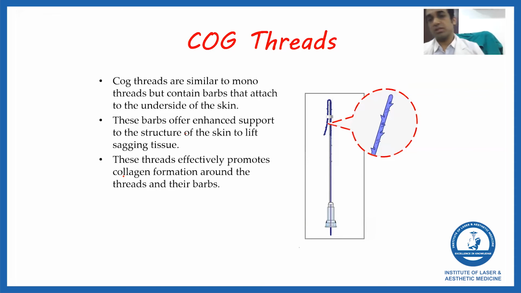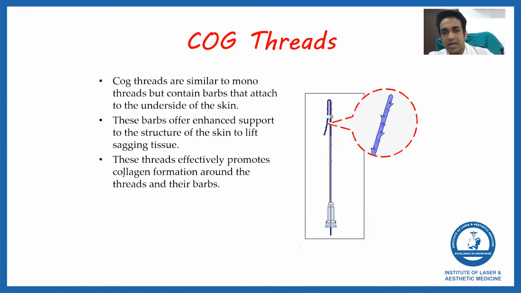Now, cog threads, what is cog? What is PDO? What is mono? As I've told you, I'm just showing you the types, but what falls into what category will be clearer with the classification. I'll show you that classification also.